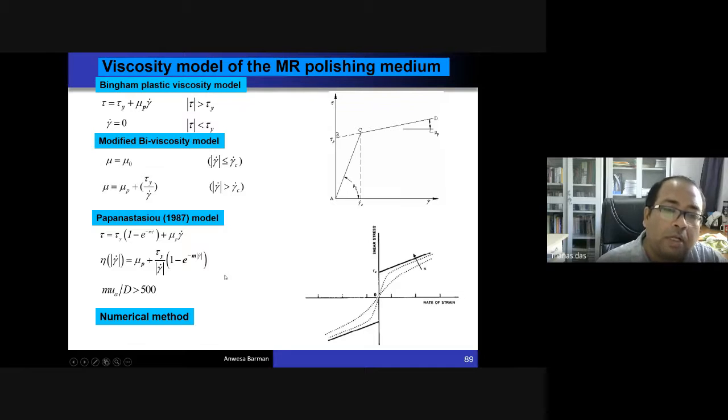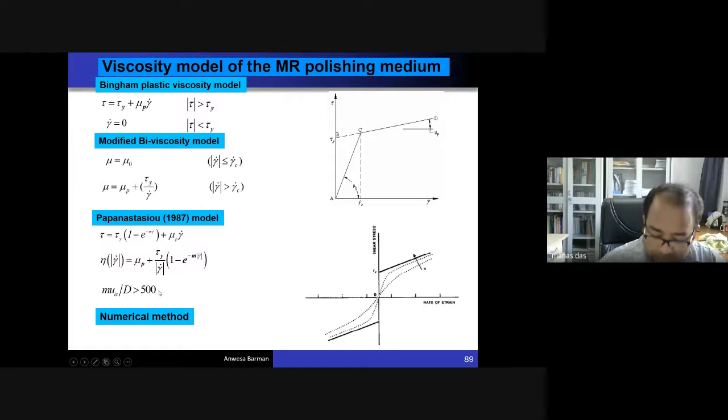So this m is called the stress growth exponent. These things work for mu divided by d, where d is the diameter of the cylinder we are considering, and this is the stress growth exponent. So this is the velocity here. This equation is valid for this condition only.